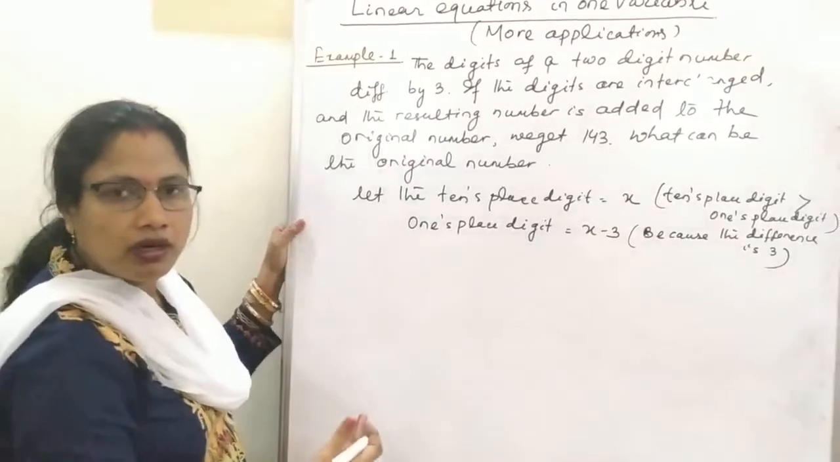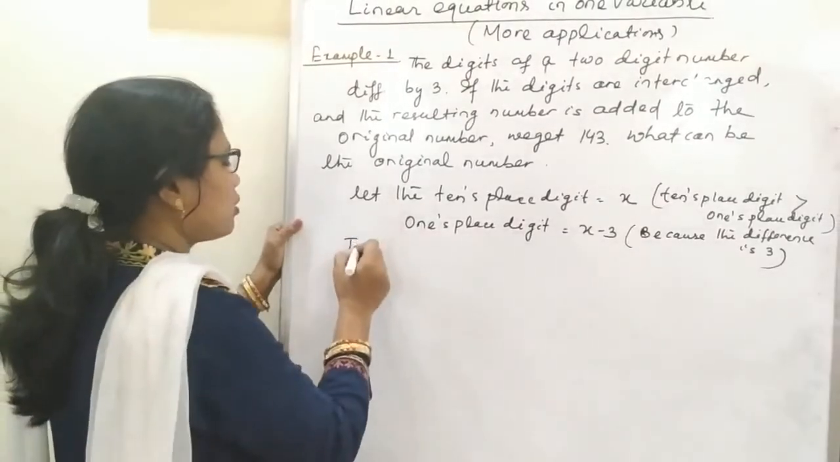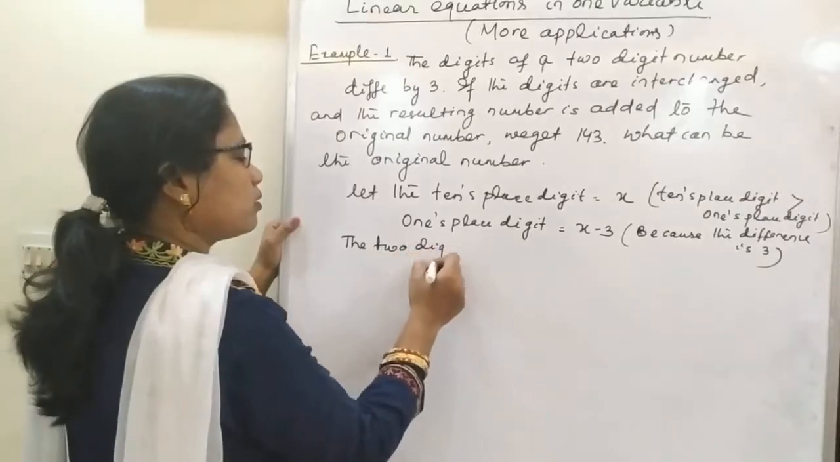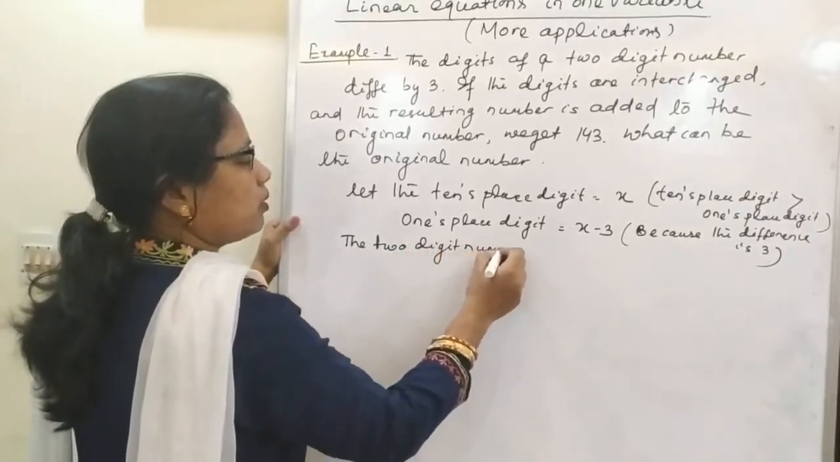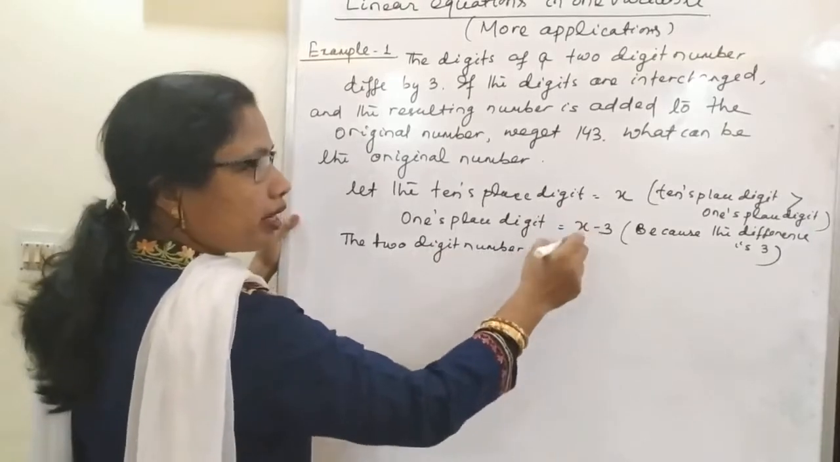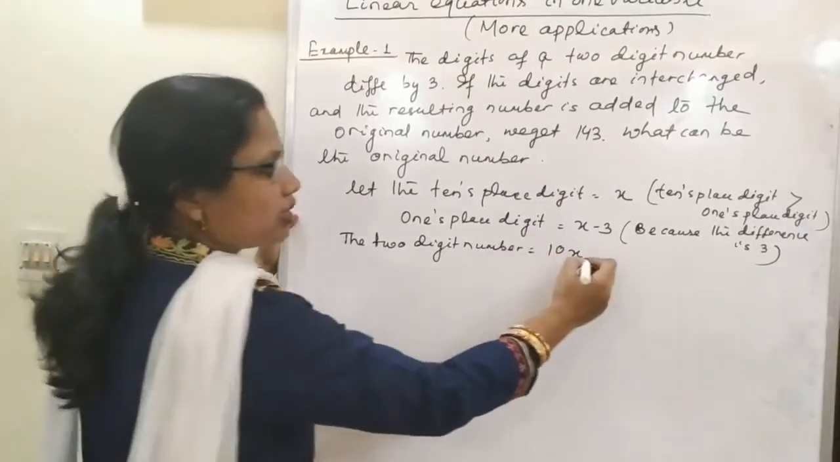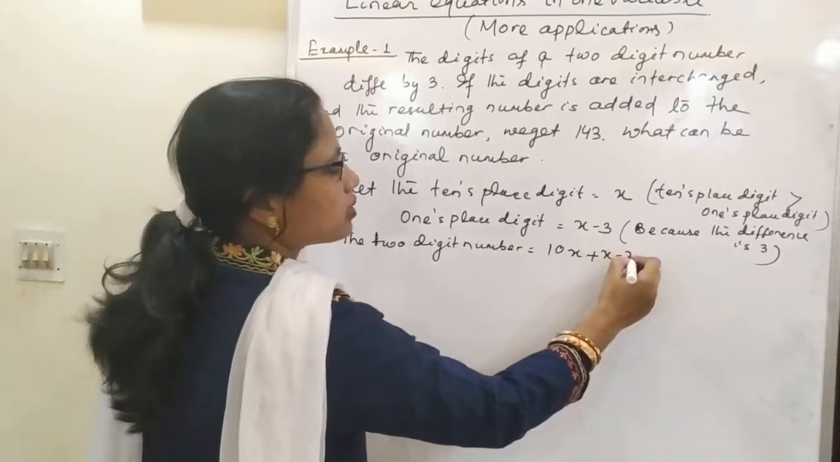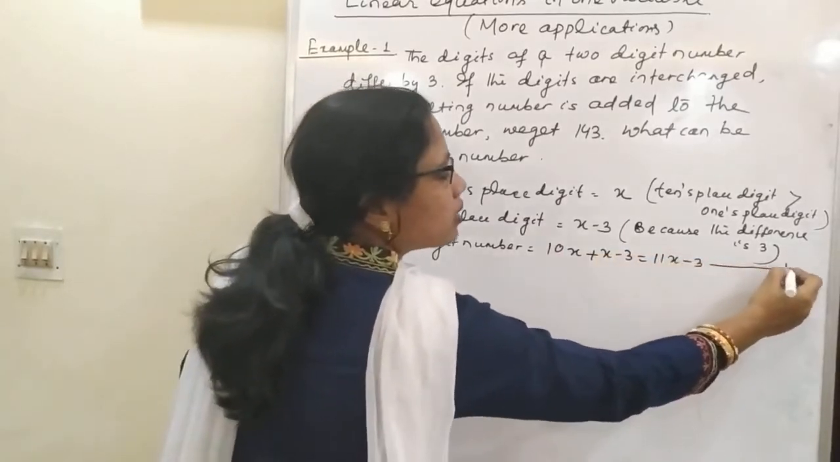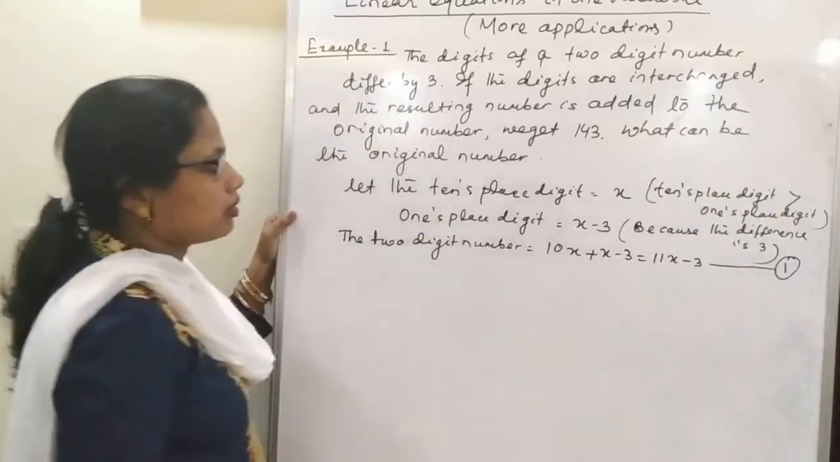Then what will be the two-digit number? The two-digit number is equal to 10x, 10 multiplied with the tens place digit, plus the ones place digit. So this is equal to 11x minus 3. Let this be our equation 1.